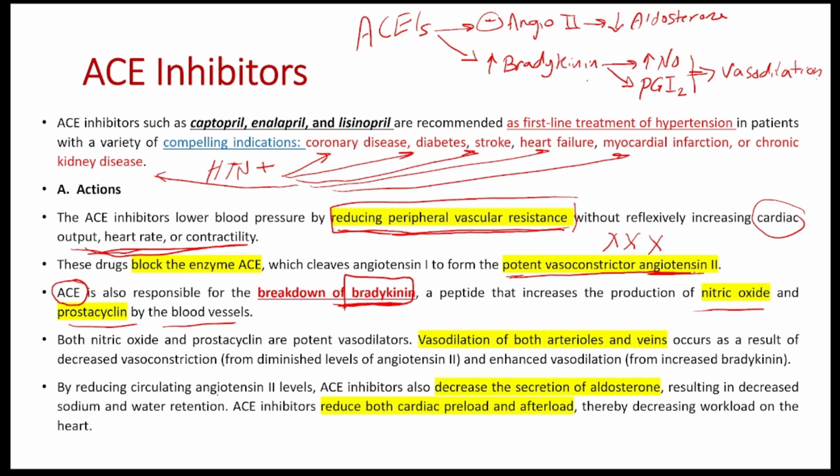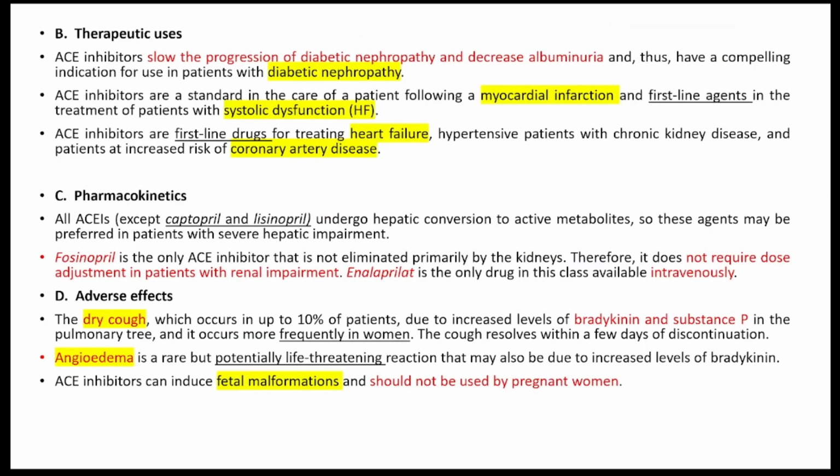ACE inhibitors decrease the circulating secretion of aldosterone. ACE inhibitors reduce both cardiac preload and afterload. Maybe we need to discuss why they decrease preload and afterload. This is already covered in the heart failure lectures, and I would like to refer students to the heart failure lecture to understand why ACE inhibitors decrease afterload and preload.